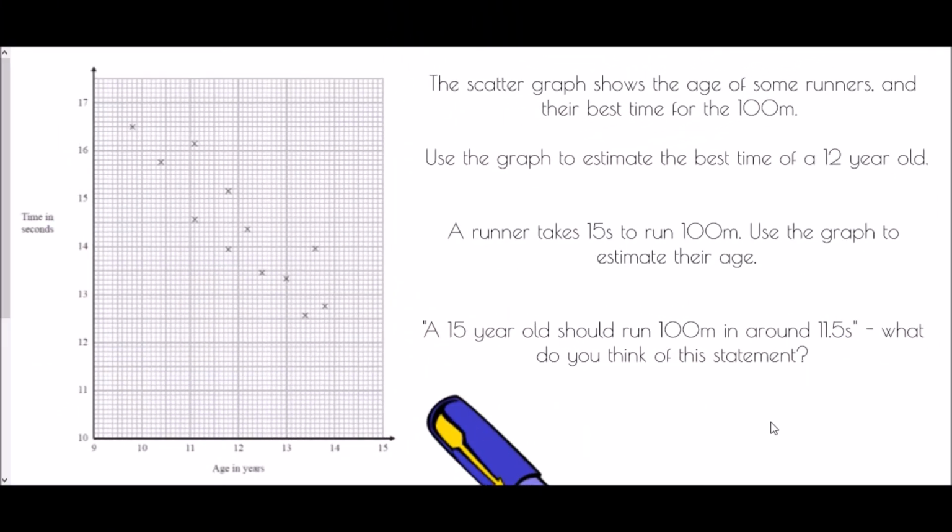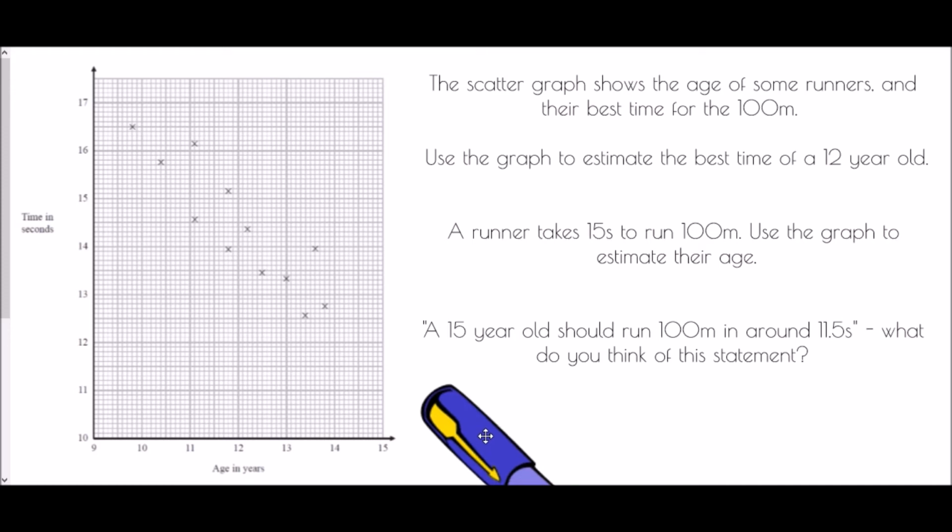So in our next example, we're told that the scatter graph is showing us the age of some runners and their best time for the 100 meters. If we were to do some very basic analysis here, given that the points are going downwards, that would suggest that the older you are, the quicker you are at the 100 meters. That's the suggestion from this. But what we're asked to do is to use the graph to estimate the best time of a 12-year-old.